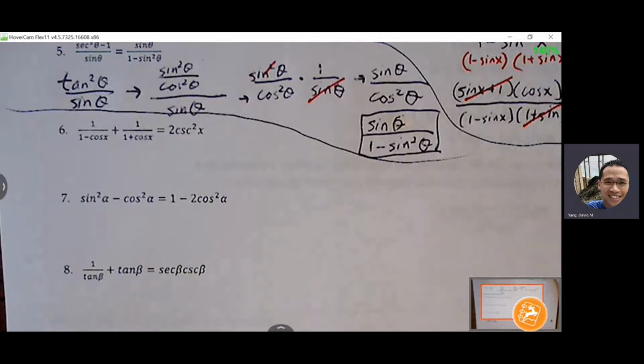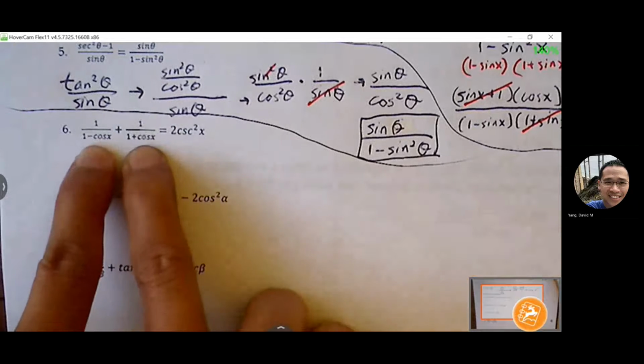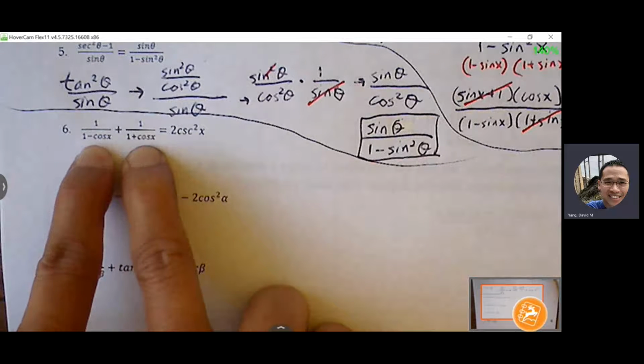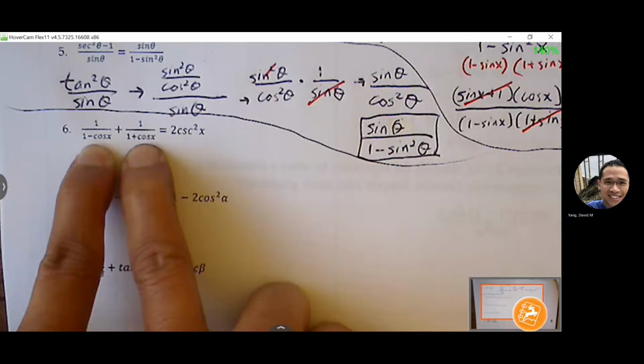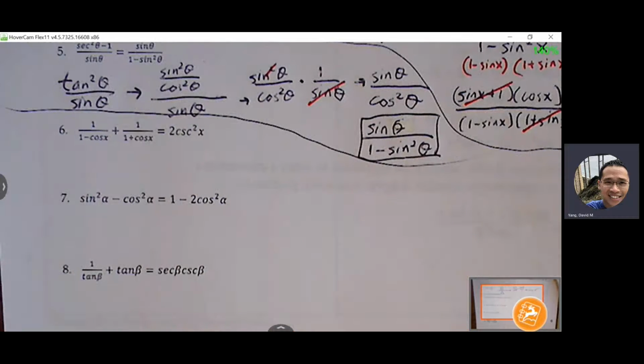Okay, number 6. Start on the left side, move my way to the right side. All right. I want to try to merge those fractions together, but before I can merge them, if you look, both denominators are completely different from each other. Keep both sets.